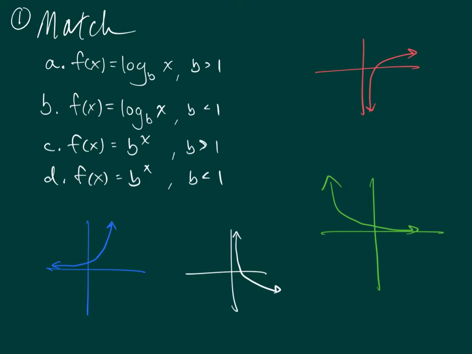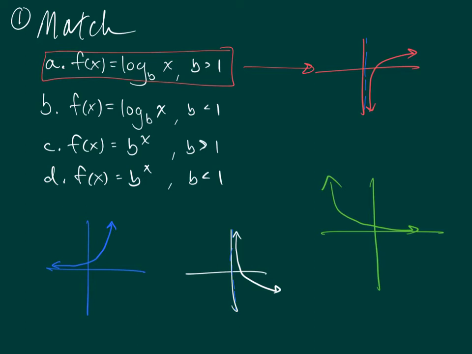So this is a log function, so we can automatically get rid of this function here and this function here. And it looks like it's going to have to be one of these two functions because of their vertical asymptotes that are implied within the graphs. So with b being bigger than 1, this will be an increasing function. And so this will go with the red graph.